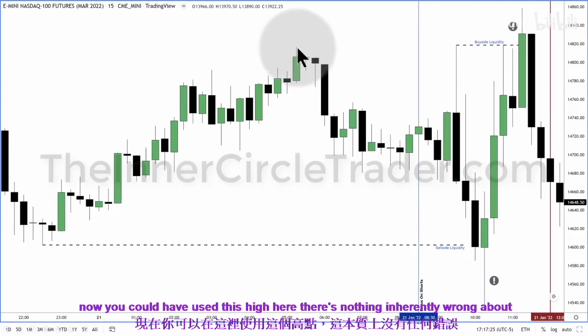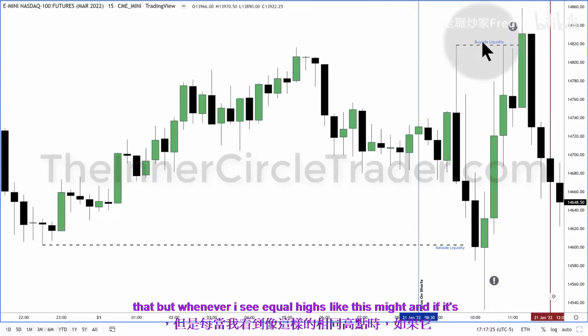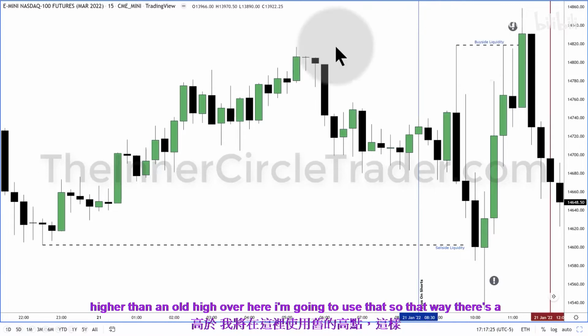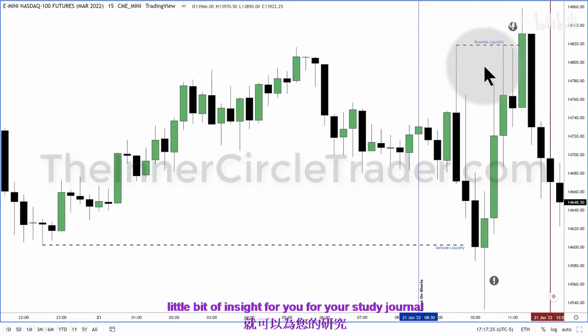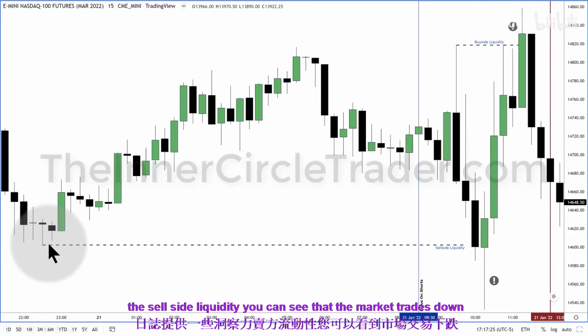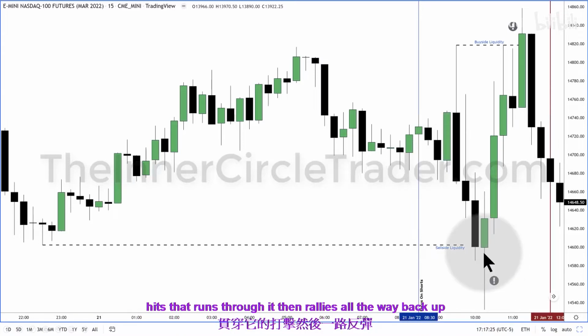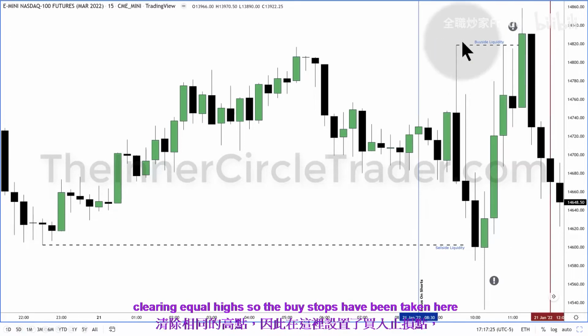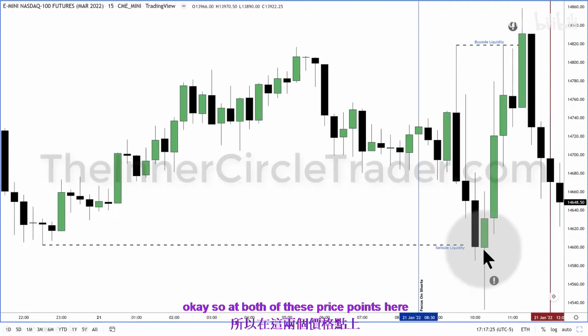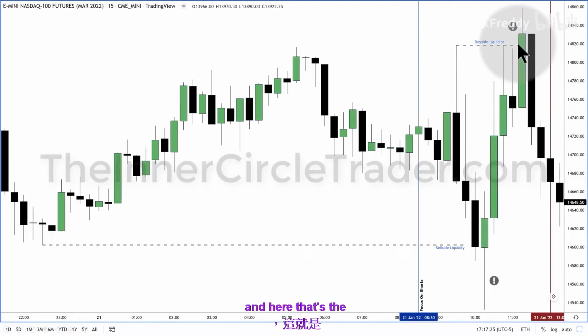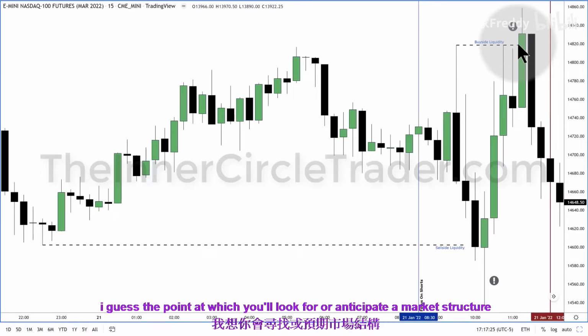Now, you could have used this high here. There's nothing inherently wrong with that, but whenever I see equal highs like this, and if it's higher than an old high over here, I'm going to use that. So that way there's a little bit of insight for your study journal. The sell side liquidity, you can see that the market trades down, hits that, runs through it, then rallies all the way back up, clearing the equal highs. So the buy stops have been taken here. At both of these price points, here and here, is the point at which you'll look for or anticipate a market structure shift.